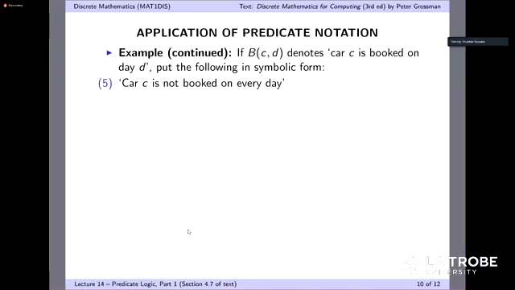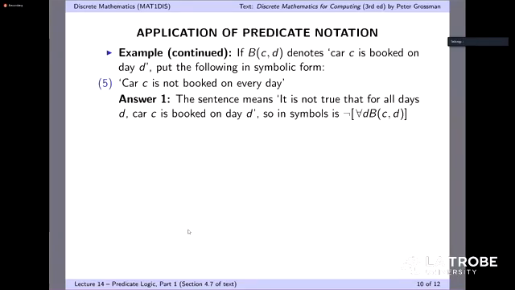So this is how car C is not booked on every day. You can interpret that. So you're going to write it as it's not true that for all days D, car C is booked on day D. So in symbols, you can put not outside or inside, your choice. For all days D, car C is booked, and then you put not outside. Inside means for any day D, car C is not booked. Okay.